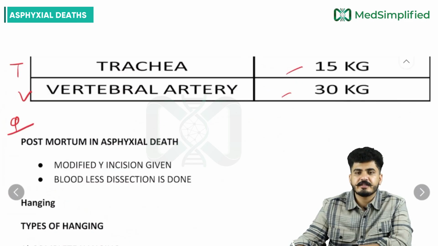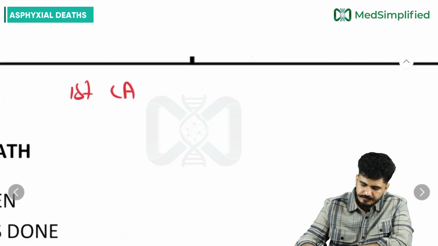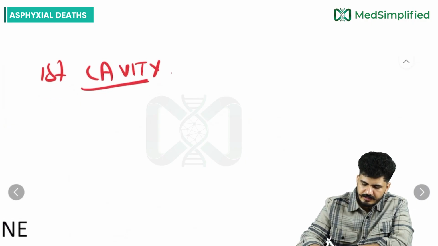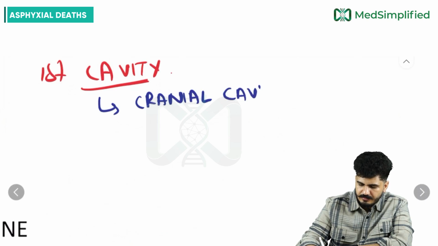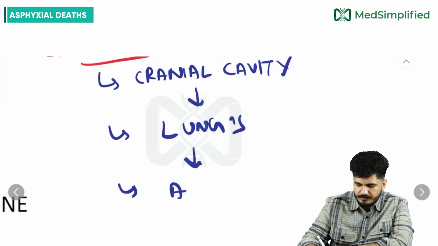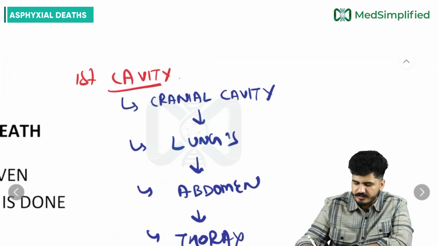whenever there is an asphyxial death, my dear friends, the first cavity we open is the cranial cavity. After the cranial cavity, what will open, sir? We'll open the lungs. After lungs, what will open, sir? Abdomen. After abdomen, what will open, sir? Thorax. So why thorax in the last? Thorax in the last because we need bloodless dissection.